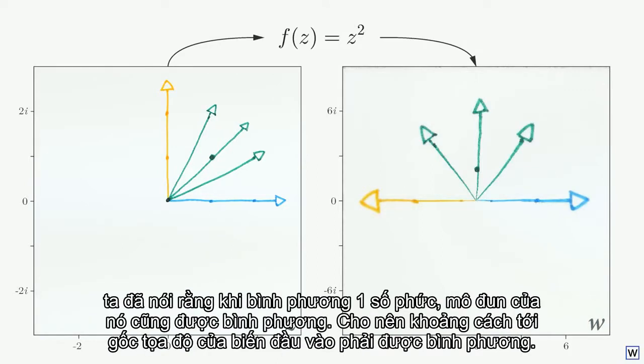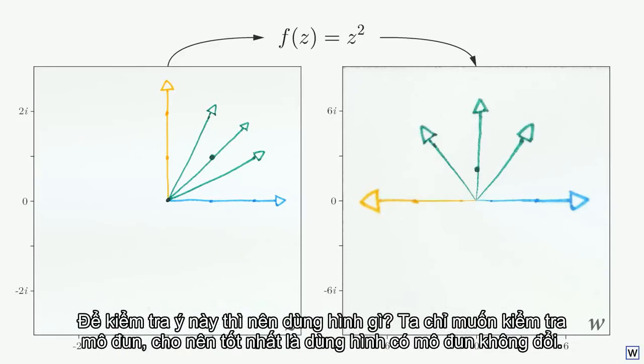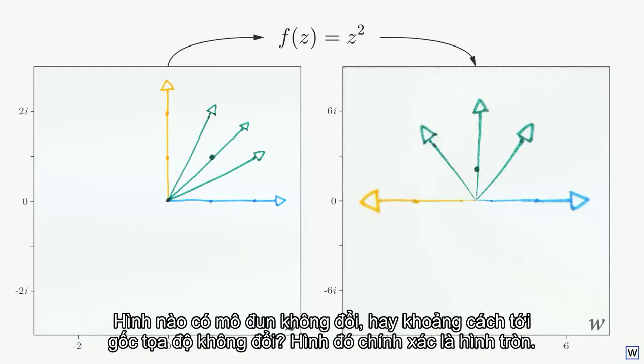We said earlier that when squaring a complex number, the magnitude of the complex number should also be squared. So the distance to the origin from our input points should be squared in our mapping. What kind of shape should we draw to test this idea? We want to test magnitude alone, so it would be nice to have a shape with a constant magnitude. What kind of shape has the same magnitude or distance to the origin everywhere? The shape we need is exactly a circle.